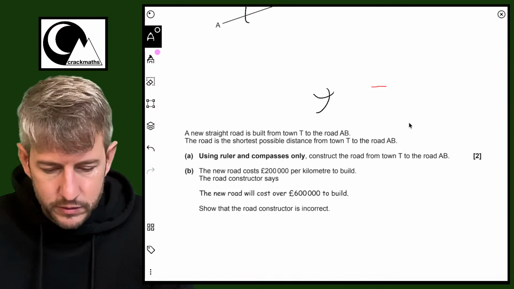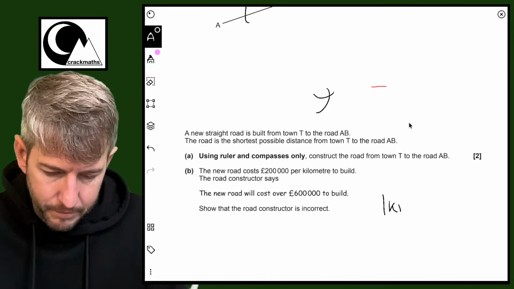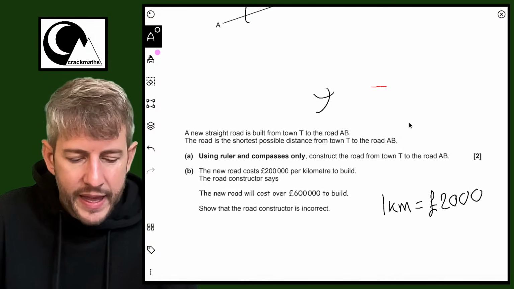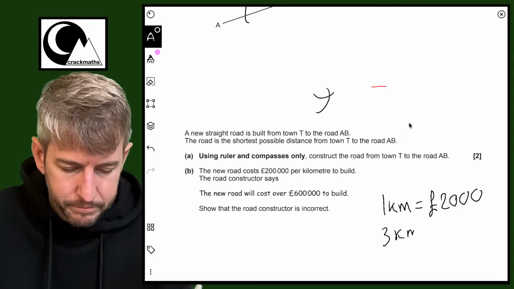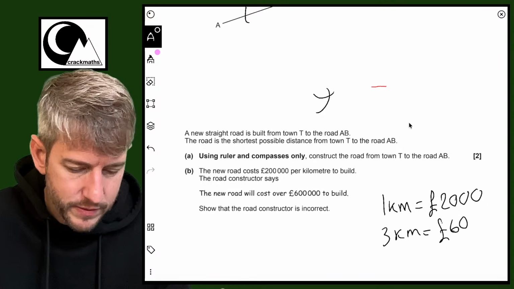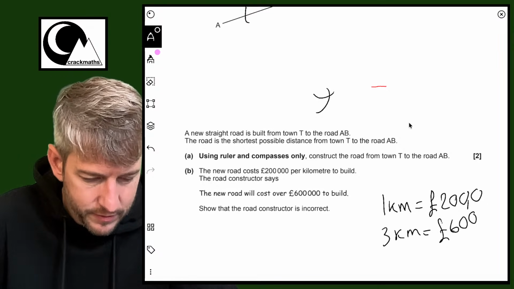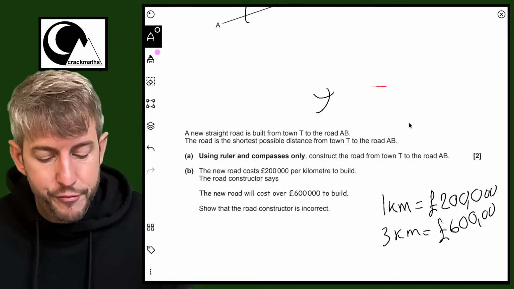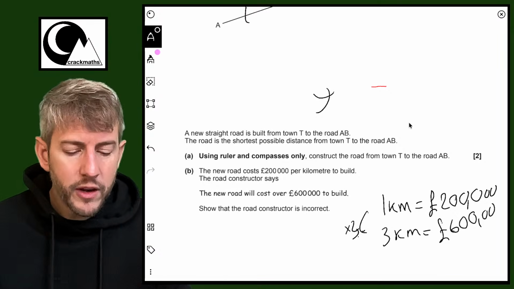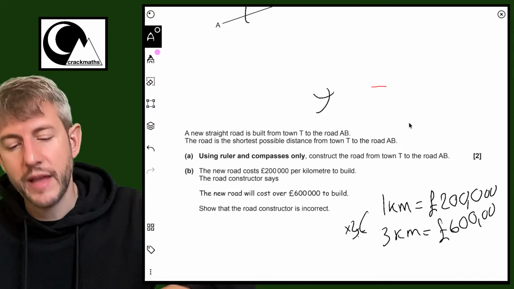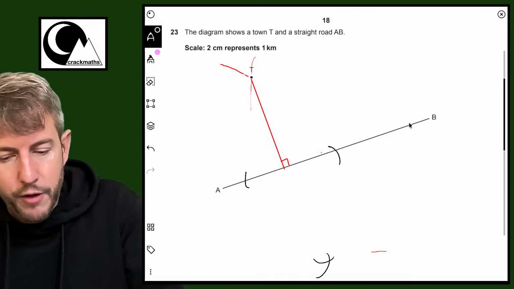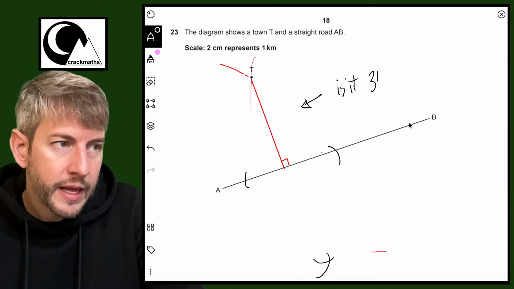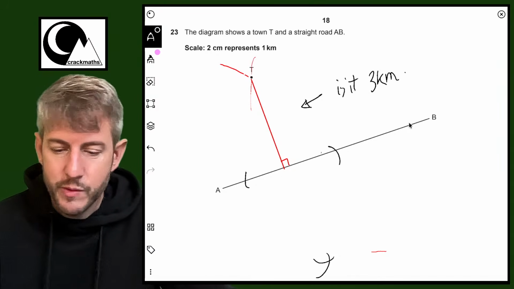Okay, so we know that 1 km equals £200,000. So he's saying 3 km is going to be £600,000. So there we go. 3 kilometres would cost £600,000 because that is 3 lots of the 1 kilometre. So we're looking at, is this road 3 kilometres long? That's our question. Is it 3 km?